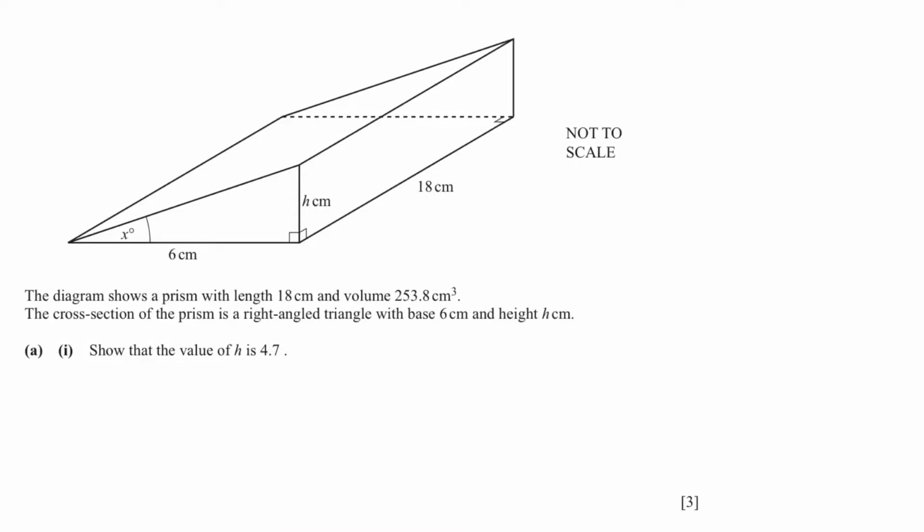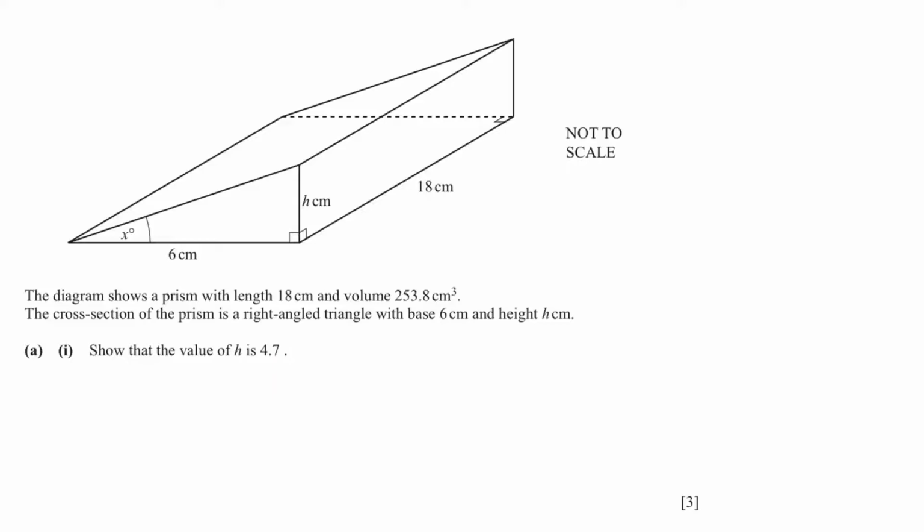Next question. The diagram shows a prism with length 18 centimeter and volume 253.8 cubic centimeter. The cross section of the prism is a right angle triangle with base 6 and height h centimeter. A1. Show that the value of h is 4.7.